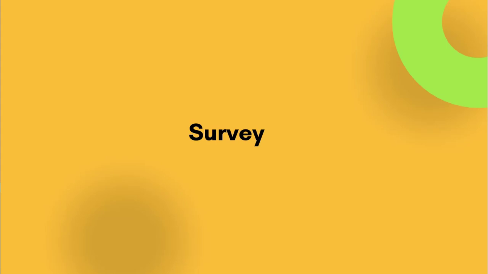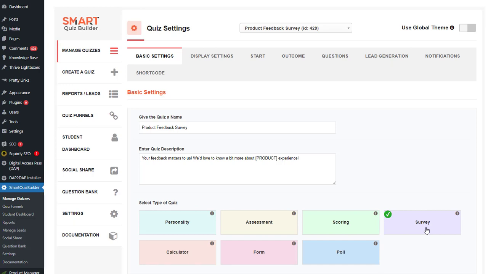Now let's talk about surveys. You can use a survey to gather feedback. SQB has a really powerful survey feature. However, you can use a personality quiz even if you want to do surveys. And in my case, in fact, I use personality quizzes for my surveys, because a personality quiz will allow you to do everything that you can do with a survey, but you can do more because you can do outcome mapping.